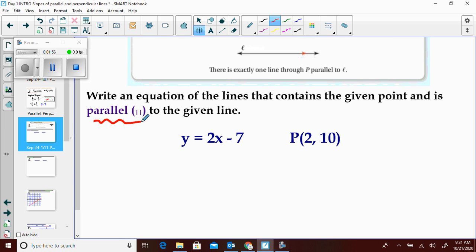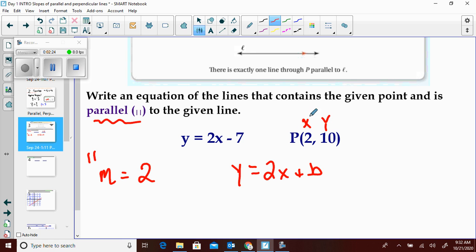We're going to write the equation of the line parallel that goes through this point. So what is the parallel slope? The parallel slope is 2. So if I have an equation, I would have y equals 2x plus b, because that's our parallel slope. How do I solve for b?